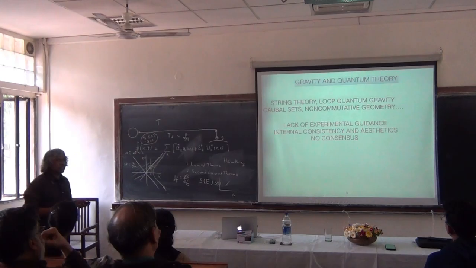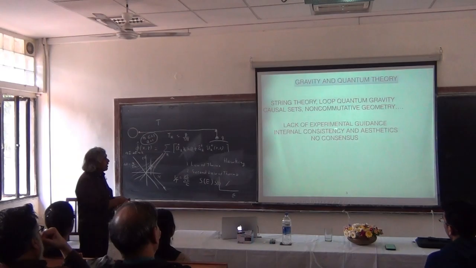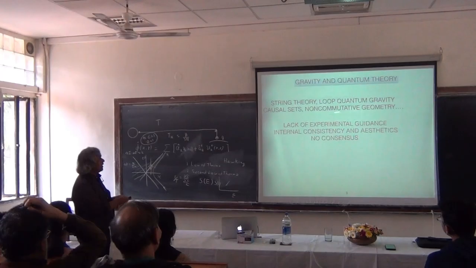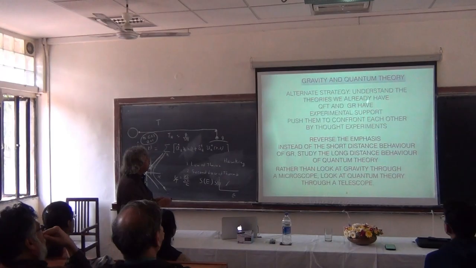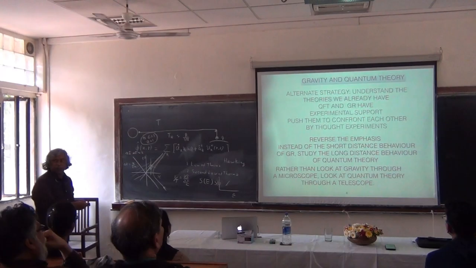So there's not much agreement between people on which of these theories is more beautiful and which is less. So there's no consensus about the right approach to quantum gravity. An alternate strategy is to just stick to theories we already have, the ones that we are convinced about, that is quantum field theory and general relativity, and push them to confront each other with thought experiments. That's the approach I take here.